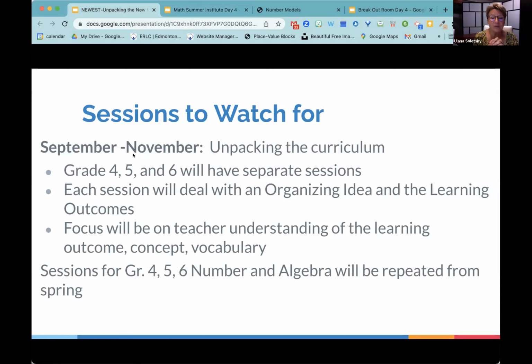Each will be unpacking the curriculum for grade 4, 5, and 6 in September to November. Each session will deal with an organizing idea and its learning outcomes. So for example, I'll be doing some more sessions on fractions, but fractions in grade 4, fractions in grade 5, fractions in grade 6. It'll be a focus on really understanding the learning outcome, the concept and the vocabulary for that grade level. So please watch your consortium for the sessions that are out there.